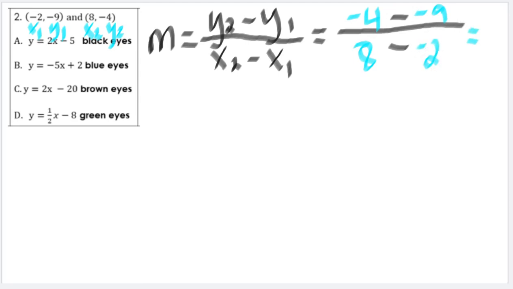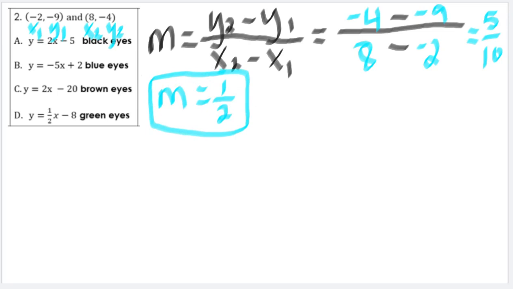So let's solve this. So we have -4. 2 negatives become positive. So it's -4 plus 9. So that would be 5. And then 8 minus a -2 would be positive 10, because it would be 8 plus 2 equals 10. So my slope is, if we simplify 5 over 10, that would be 1/2.